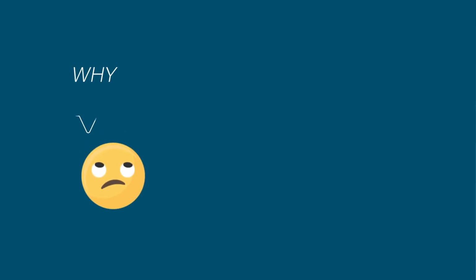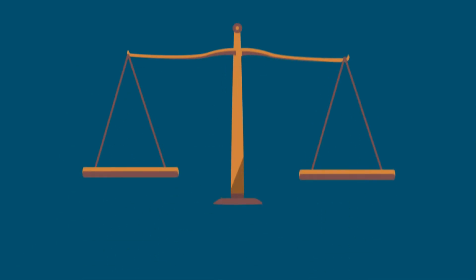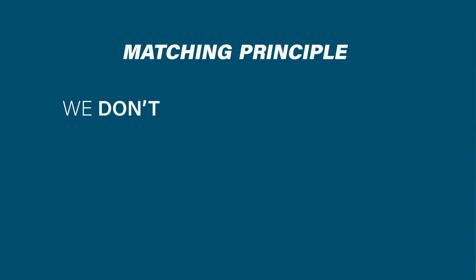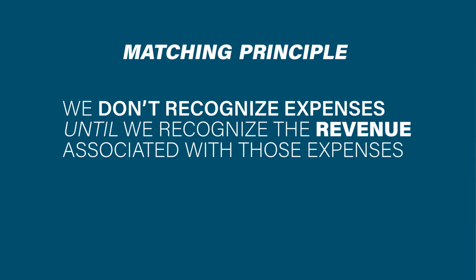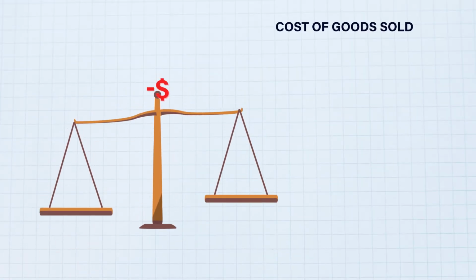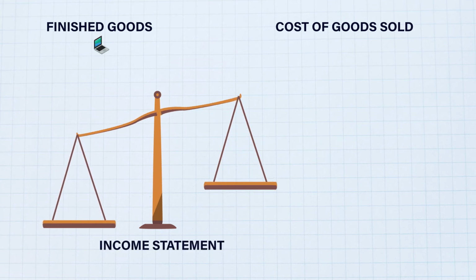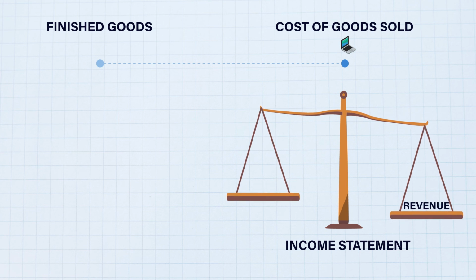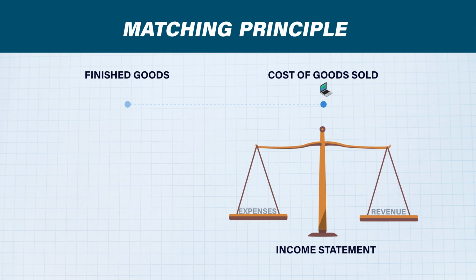You might ask, why do we wait until now to record the costs as an expense? It is because of something called the matching principle. The matching principle says that we don't recognize expenses until we recognize the revenue associated with those expenses. If we expensed the product cost before selling the products, then our income statement would be skewed. It would show all expenses and no revenue. And then once we sold the products, the income statement would show only revenue and no expenses. So the matching principle is why we have to wait until we sell the products to expense them.